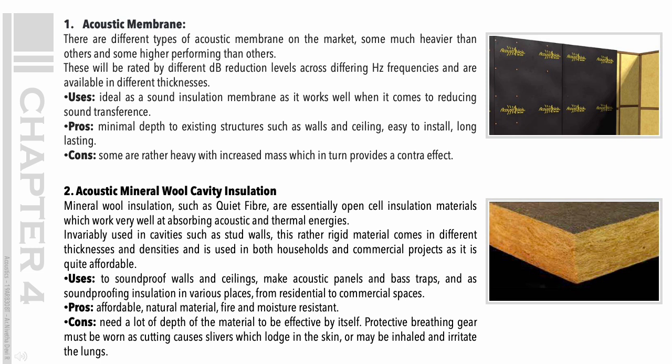Acoustic membrane. There are different types of acoustic membrane on the market, some much heavier than others and some higher performing than others. These will be rated by different decibel reduction levels across differing hertz frequencies and are available in different thicknesses. Uses: ideal as a sound insulation membrane as it works well when it comes to reducing sound transference. Pros: minimal depth to existing structures such as walls and ceiling, easy to install, long-lasting. Cons: some are rather heavy with increased mass, which in turn provides a contra effect.